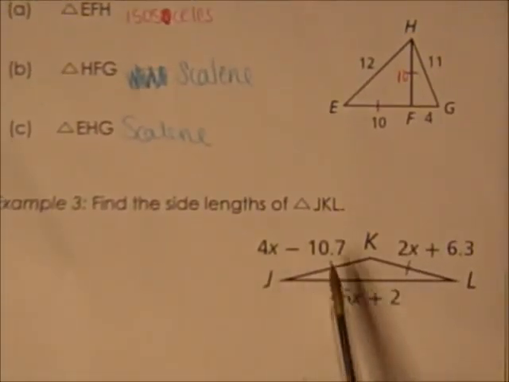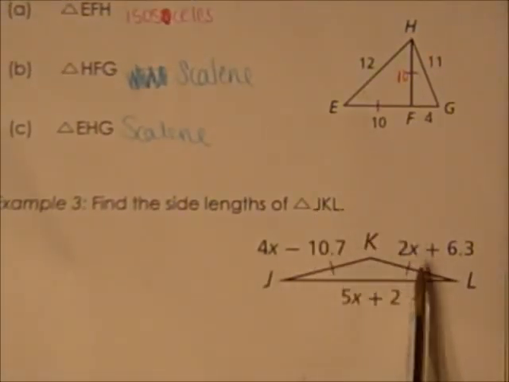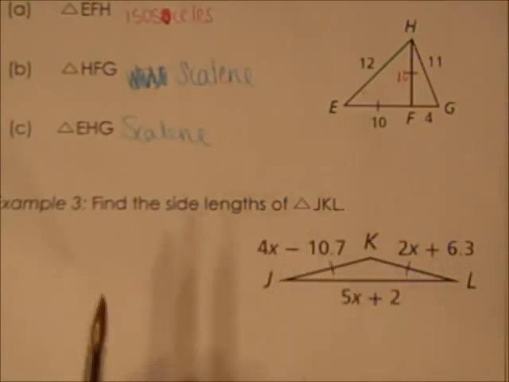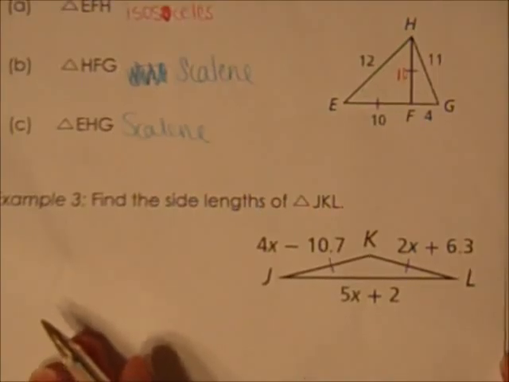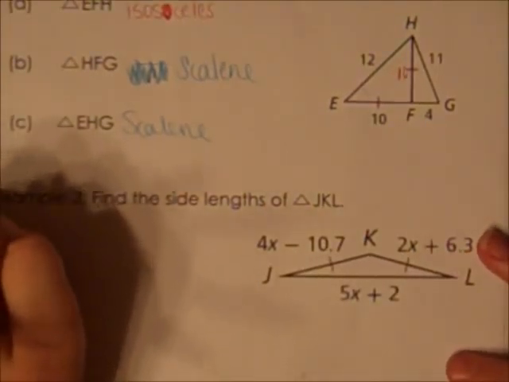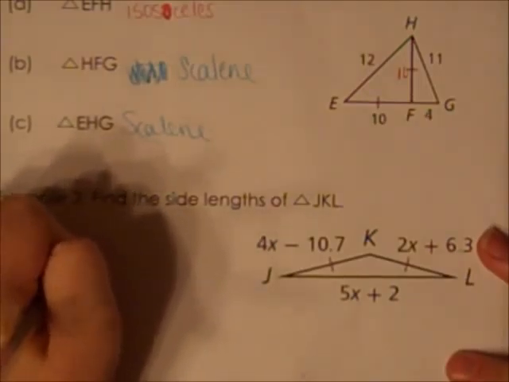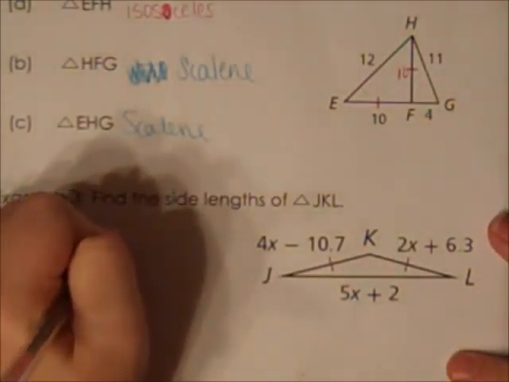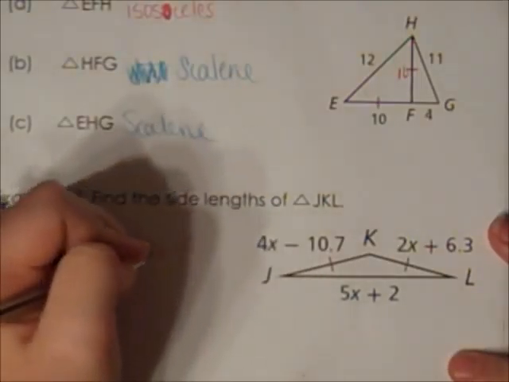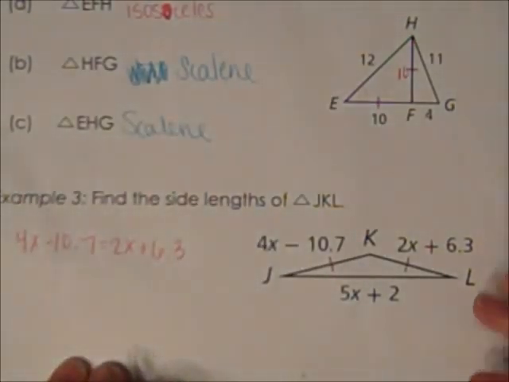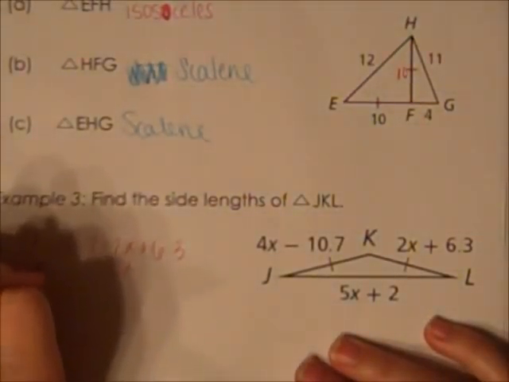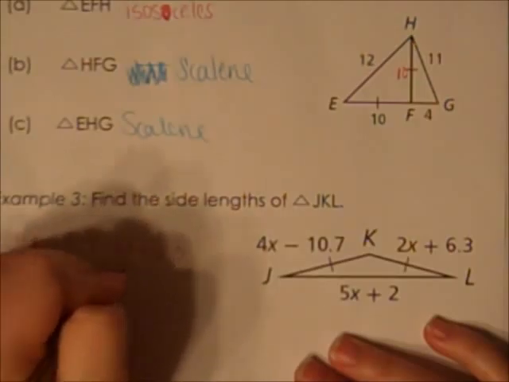Find the side lengths of triangle JKL. So we can see right away that this is an isosceles triangle because of the tick marks. So if I need to find out how much x is, then I just need to set these two isosceles sides the same. We did a lot of this in chapter 1 when we were finding side lengths and line segments and things of that nature. So same kind of concept here.